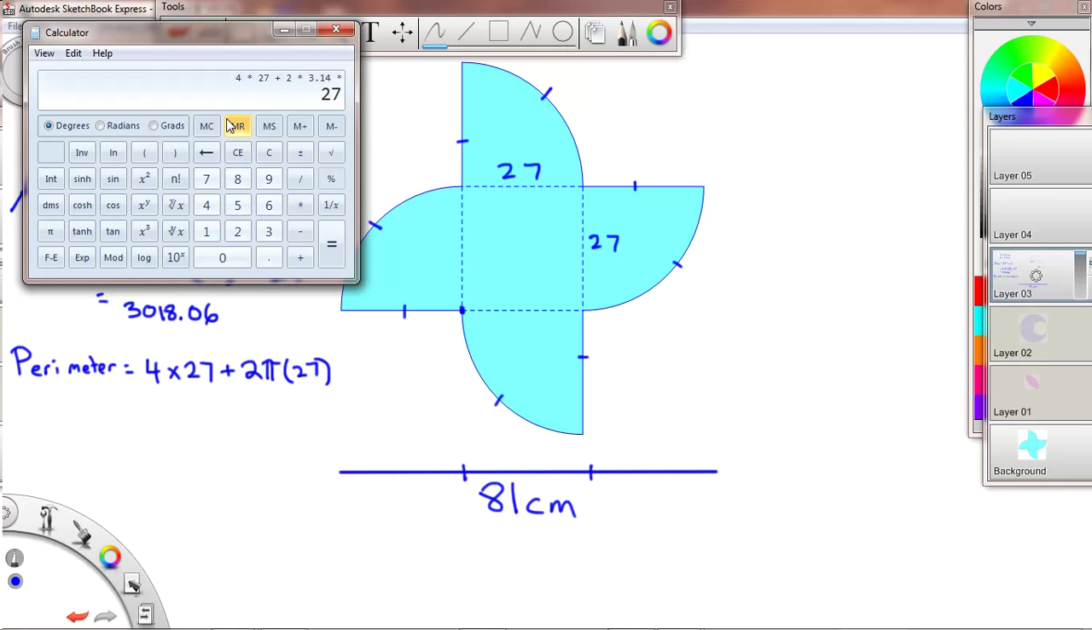3.14 times 27. So we have 4 times 27 plus about 6 times. So it should be about 270 something. And it is 277.56. That is our answer.